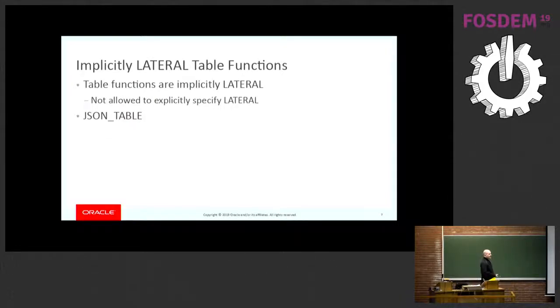There are other lateral tables or table functions. Table functions are by default always lateral in SQL. MySQL has one table function, JSON_TABLE, and it is lateral. You're not allowed to say lateral in front of it, but it is always implicitly lateral. So if you have used JSON_TABLE or seen one of our examples, you will see that we always select from a table containing a JSON column, and then we say JSON_TABLE and refer to that column. So we always have a lateral reference in these examples, because basically that's the only way it's really useful.